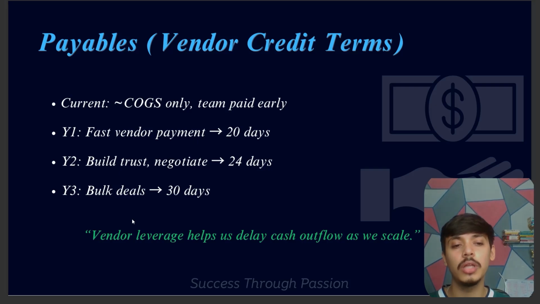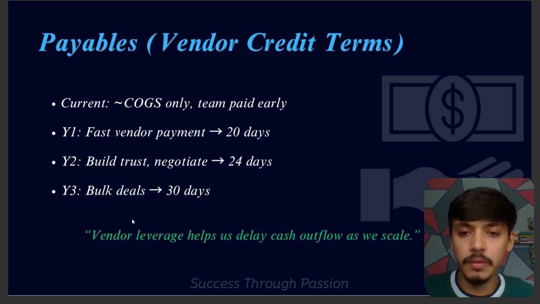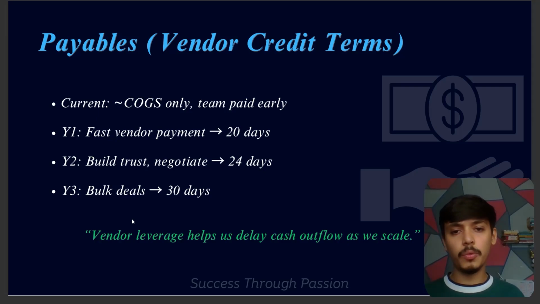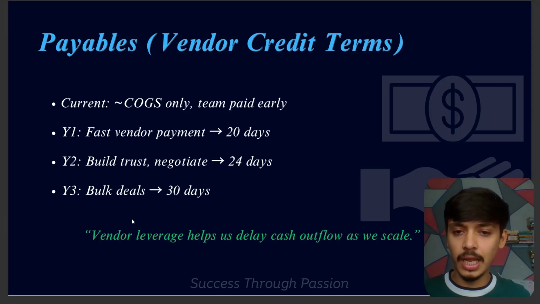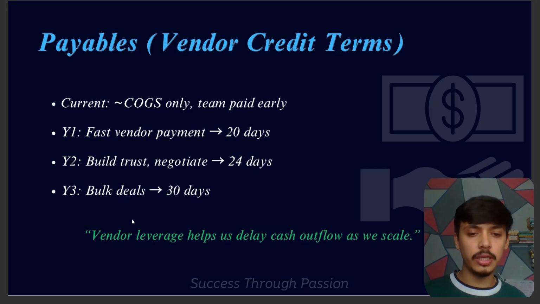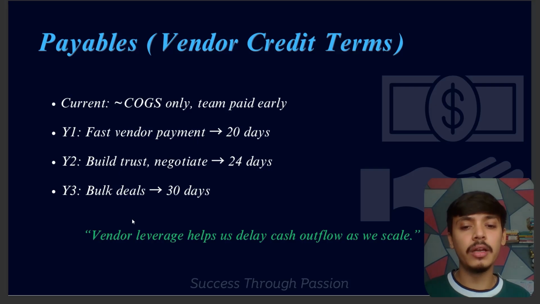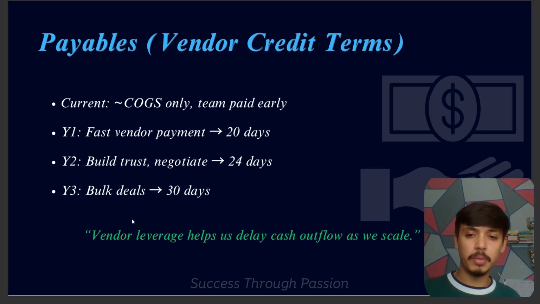So similar to inventory and receivable, we will have the days we are allowed to pay to the vendor. So in year 1 we are having 20 days, in year 2 we scale it up to 24 days, and in year 3 we are having more days with us to pay the vendors, which is a good thing. As you build good relationships with vendors, they allow you to scale up your payable days, so that helps the business to have more cash with them and improve their working capital cycle. So vendor leverage helps us delay cash outflow as we scale.